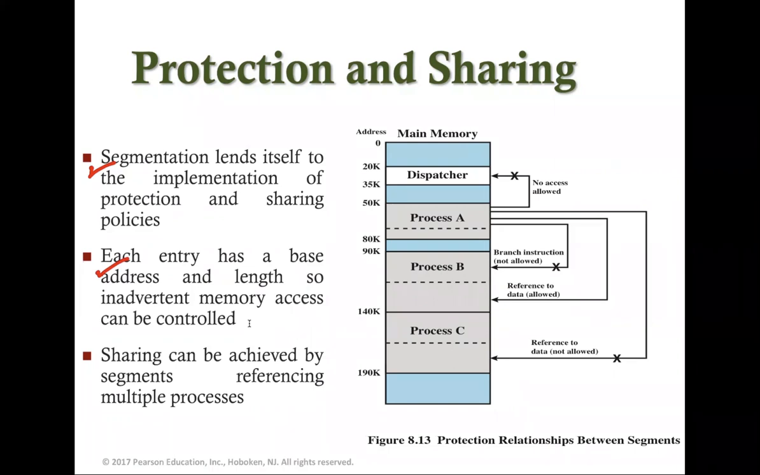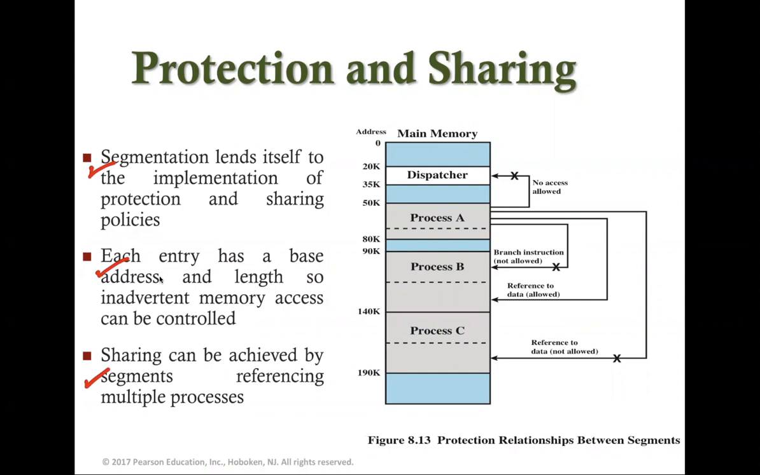So we can see on the level of protection, segmentation as a memory management scheme lends itself to both protection and sharing policies. In terms of protection, because each segment has a start address and a length, there is no memory access beyond the limits of the segment. And sharing can be achieved by segment referencing through multiple processes. This is the only criteria if we are allowing sharing at the process level using segmentation.